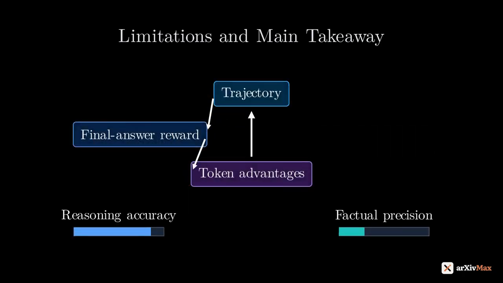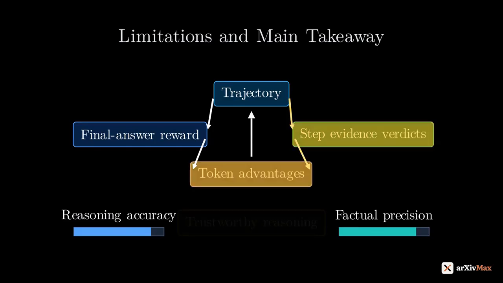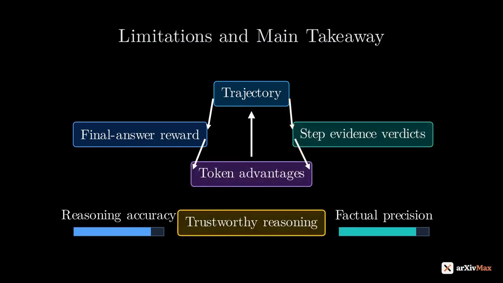Despite these caveats, the key takeaway is that outcome-only RL creates a built-in trade-off between reasoning accuracy and factual precision, and that modifying RL training to include step-level factuality rewards can mitigate this trade-off. This design pattern, scoring intermediate steps against evidence and adjusting token-level advantages, represents a clear step toward more trustworthy reasoning models.